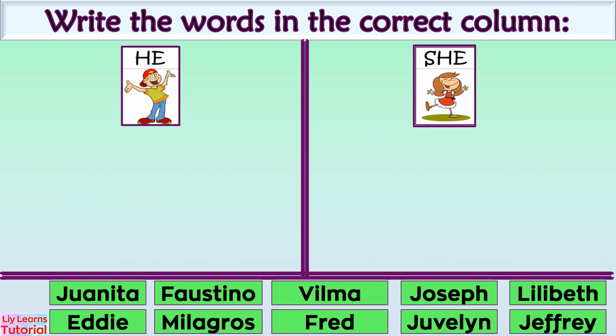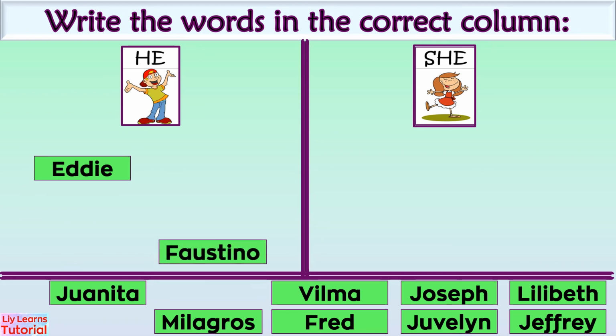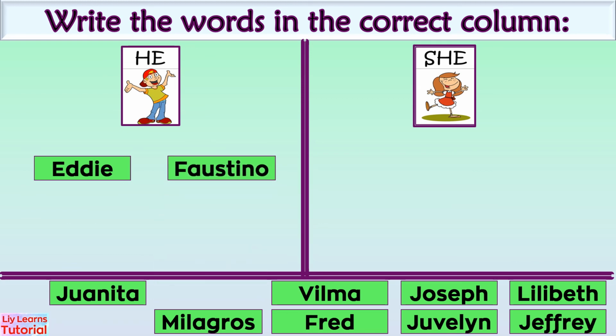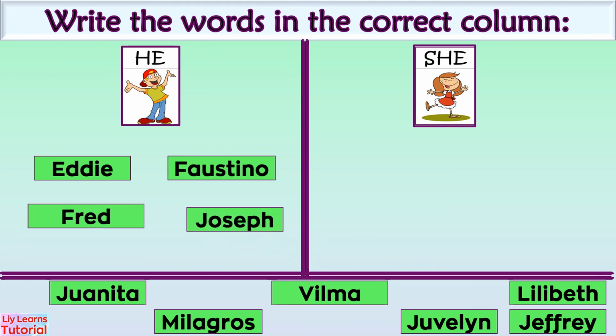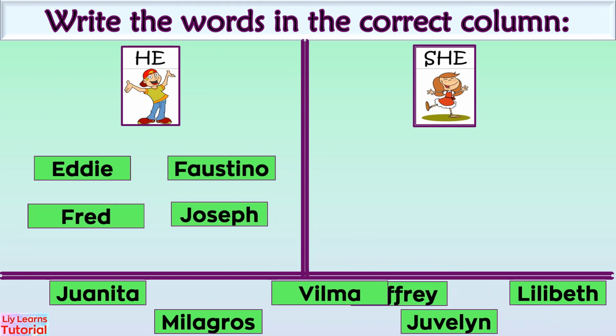Here are the list of names for males and females. Let's group them accordingly. We use he for the names of males like Eddie, Faustino, Fred, Joseph, and Jeffrey.